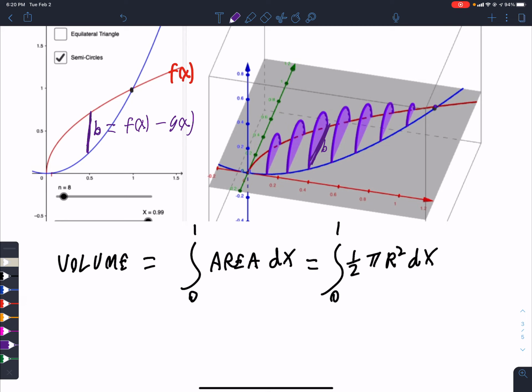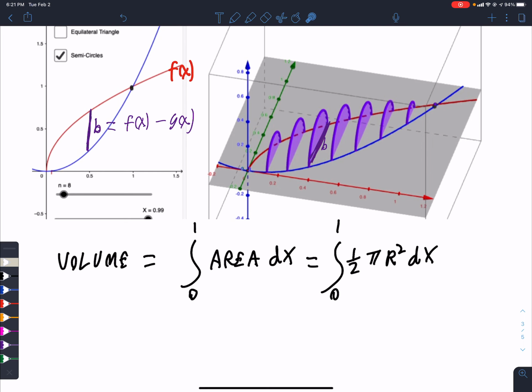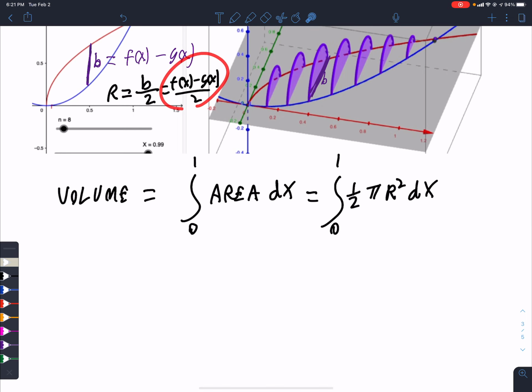Now, here's where you need to be careful. This is not the radius of the semicircle. This distance is that distance. That's the diameter. So the radius is half the diameter. So r is going to be taking the base divided by 2, which is f of x minus g of x over 2. So now I'm going to put this in for my r, and I'll be done.